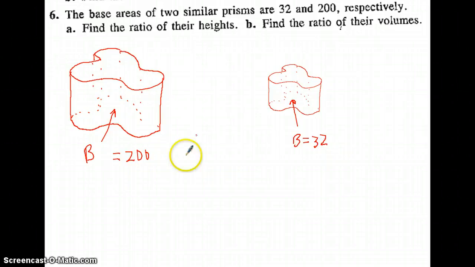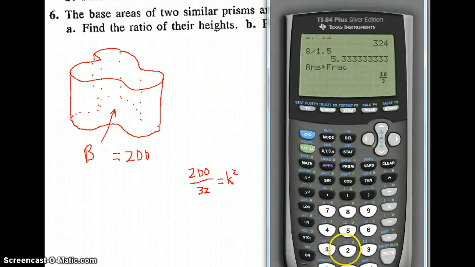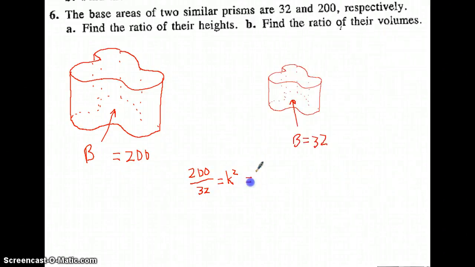Find the ratio of their heights. All I have to go on here is the 200 and the 32. If I took 200 divided by 32, I would be finding a ratio of areas. This is area over area. That would be a K squared type of situation. Can I reduce that fraction very nicely? 200 32ths is 25/4. That's nice. And you know why that's so nice? Because those are both square numbers, 25 over 4.